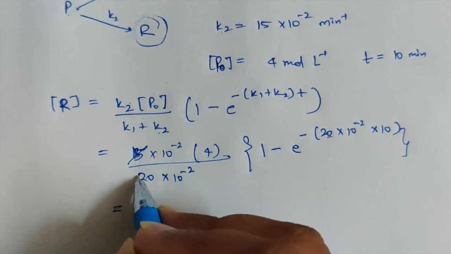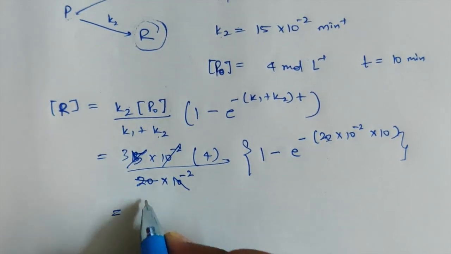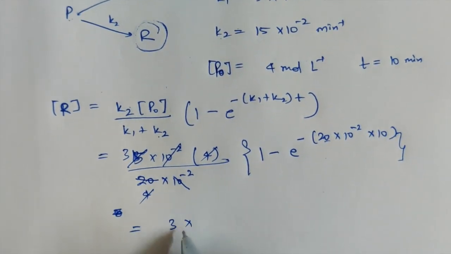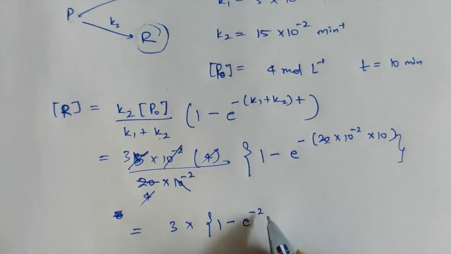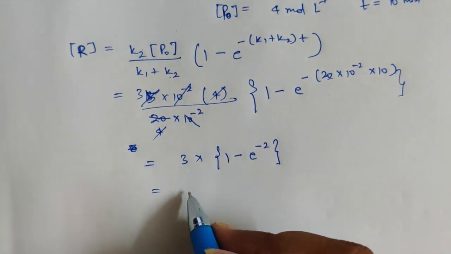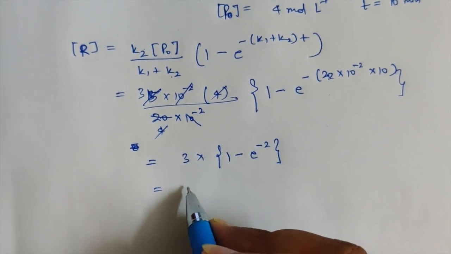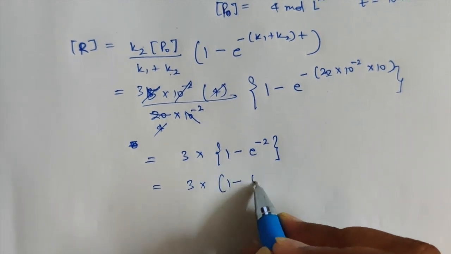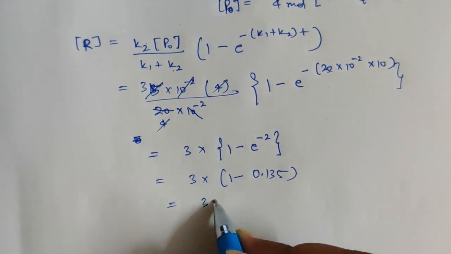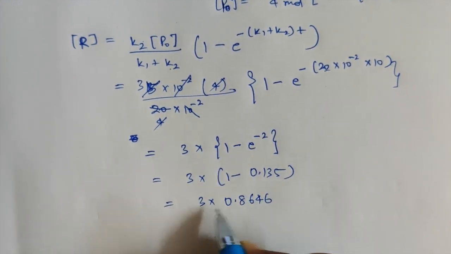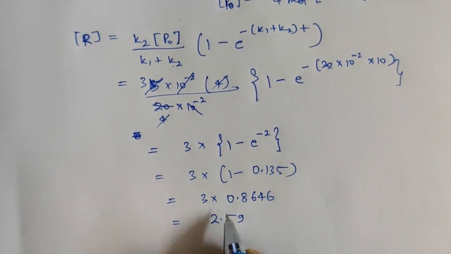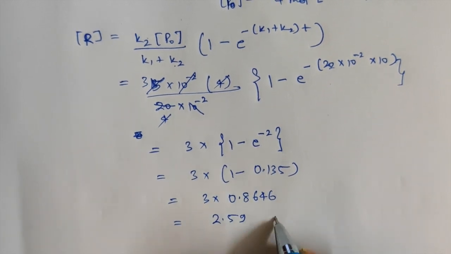So 15 and 20 cancel out to give 3 over 4, and this 4 and this 4 cancel out. So what you get is just 3 into 1 minus e to the power minus 2. Now use your scientific calculator to put in the value of e to the power minus 2. It will be 3 into 1 minus 0.135. Solve it and you get around 3 into 0.8646. Multiply it and you get an answer of around 2.59. I have rounded off to 2 decimal places, so this will be your answer.